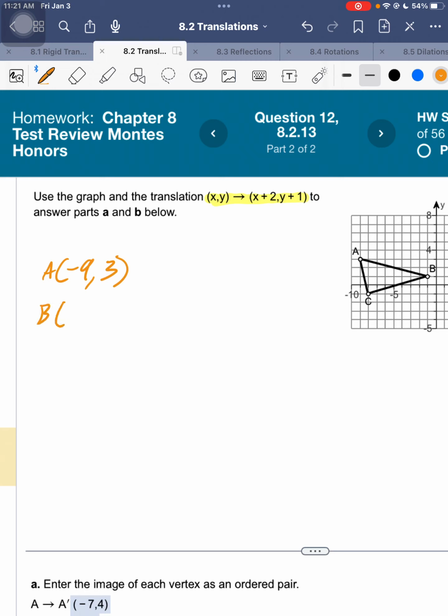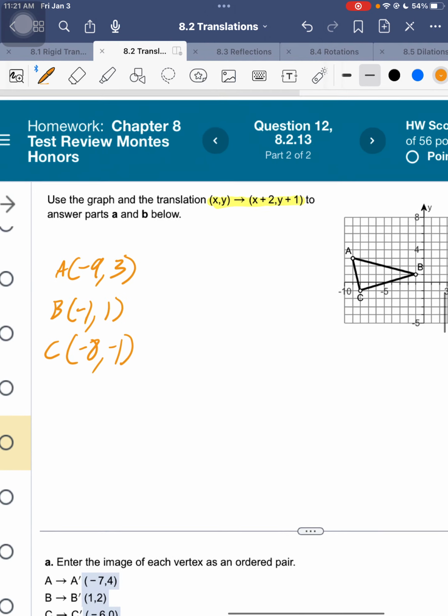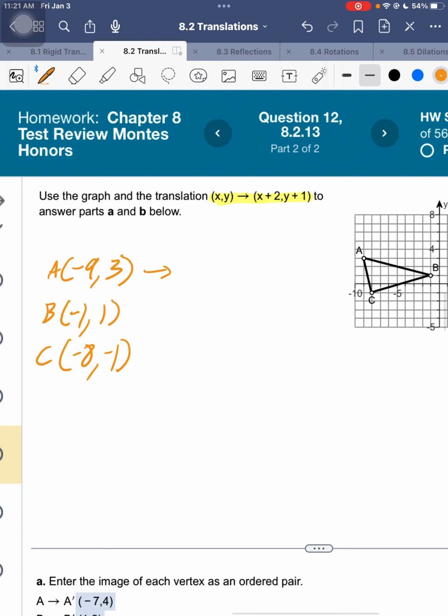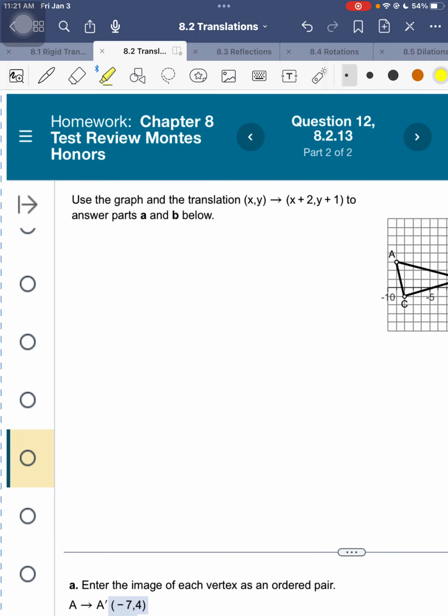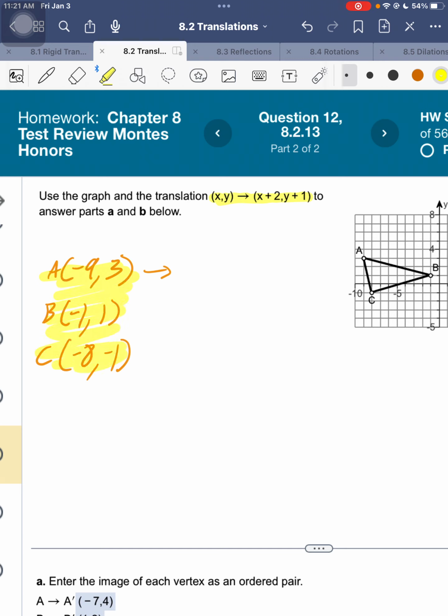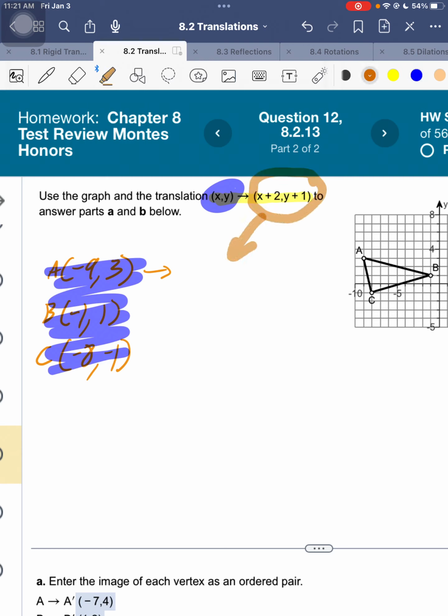My B is (-1, 1). Let me fix that. And my C is (-8, -1), right? So now I know all of these values, guys. Now I'm going to write these values over here.